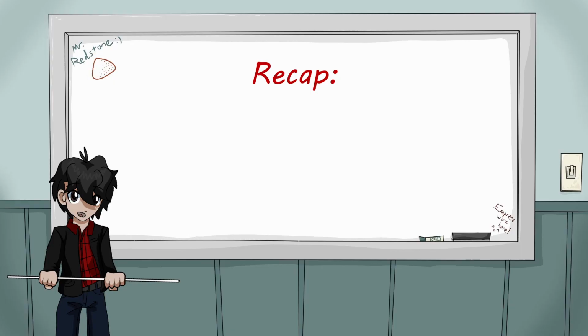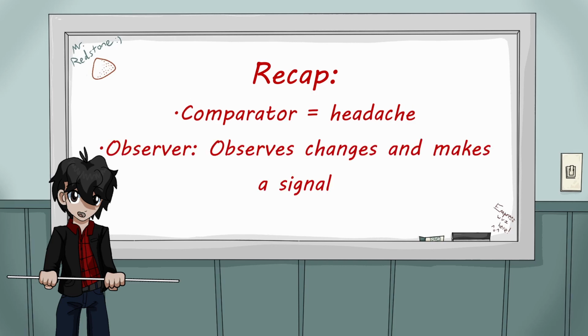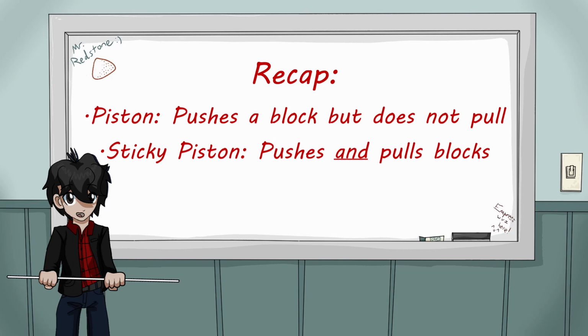Alright, so let's recap what we just went over. The comparator, it's just a headache, plain and simple. The observer, it simply observes, and it has two different faces. The one face actually reads what's going on in front of it, and the other is the butt of it, and it shows the redstone signal when it is powered. Then lastly are the set of pistons. The regular piston just pushes an item, it does not pull. And the sticky piston pushes and pulls the item.